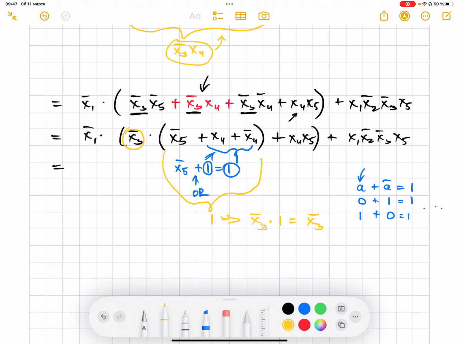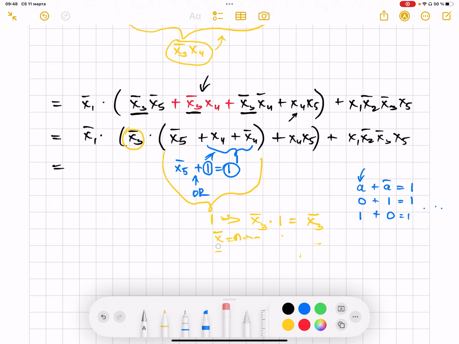Because, see, if x3 is 1, x3 bar is going to be 0. 0 multiplied to 0 is 0. Yeah, I mean, it's going to be x3 bar, because if x3 bar is 0, it's going to be 0. If x3 bar is 1, it's going to be 1 multiplied 1, 1. Okay, I think you got it, right?